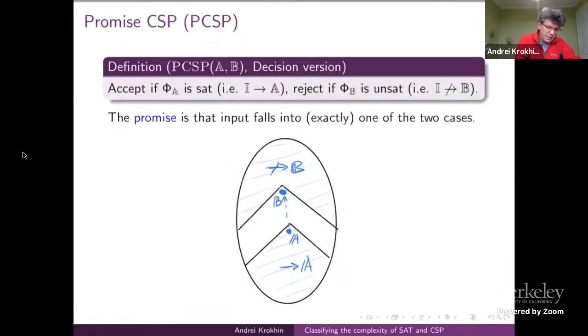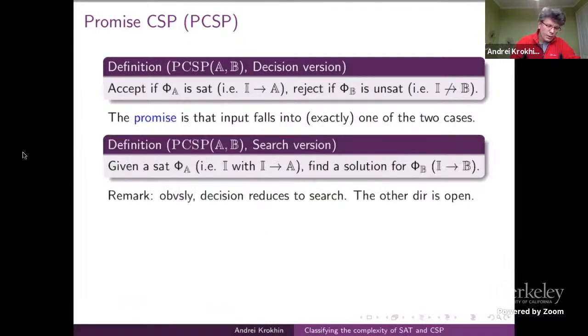You have two cases. You have your instance, and either it's satisfiable in A or not satisfiable even in B. On the picture, it looks like this. It's a promise problem, so you have something in the middle that you don't care about. And you need to distinguish between the two cases. That's the decision version. You can also look at the search version, where you are given an instance and you know it has a solution in A, and you need to find a solution in B.